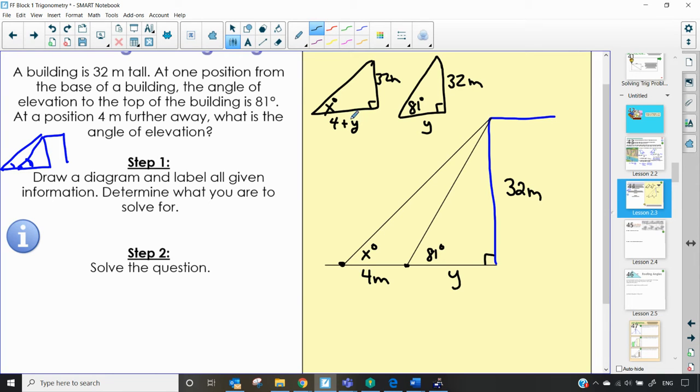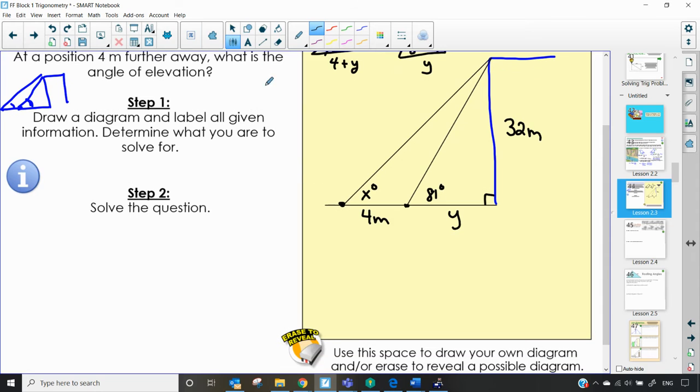So to find this angle of elevation, we're going to have to use the 32 and the 4 plus y. We don't know what y is, so we're going to go to the first triangle and use the 32, the 81, and the y, find y, then we can use that y, add it to the 4, and then we can find our x. So let's break it down step by step. All right, so first step, we're going to work with that triangle that has the 81 degrees and the 32 meters. So we've got 32 meters, 90 degrees, 81 degrees.